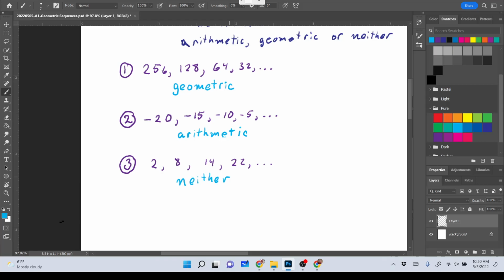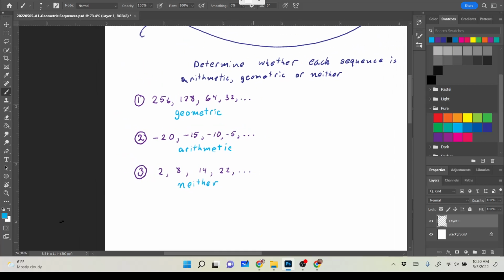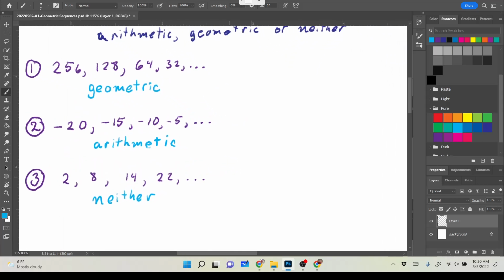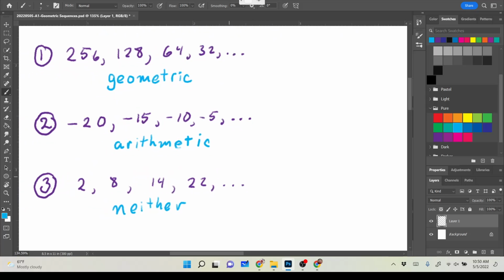By making my assumptions, I assume that geometric is division or multiplication, arithmetic is addition or subtraction, and neither is when it doesn't go up by the same amount each time. That's close. Very, very close. Let's do something with these sequences.